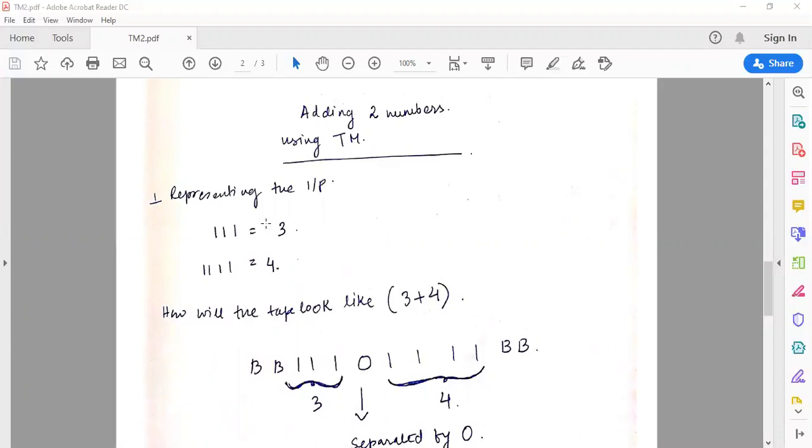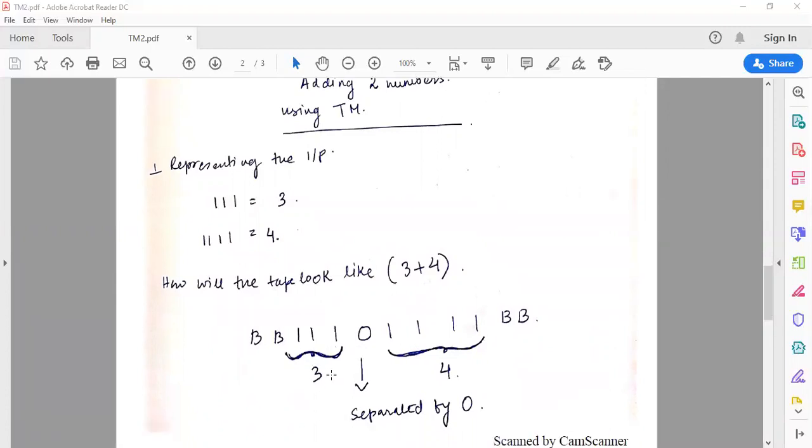Now, since we know in which form we are going to take the input, we'll see the initial tape structure. As you can see, we have blank symbols at both ends, and we have two inputs, suppose we are going to add 3 and 4. So we have 3 ones for the 3 and 4 ones for the 4, separated by a 0. So the inputs are 0 separated in the Turing machine.